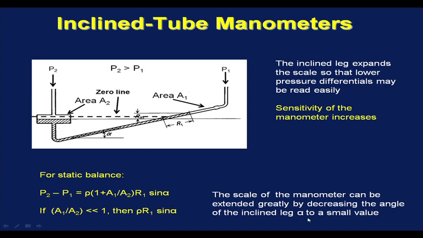The scale of the manometer can be extended greatly by decreasing the angle of the inclined leg alpha to a small value. So, we can increase the scale of the manometer by decreasing the angle of the inclined leg.